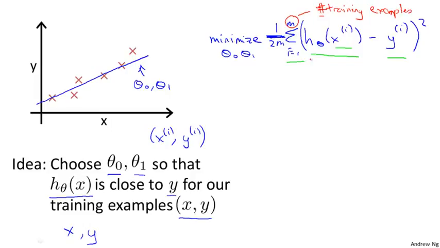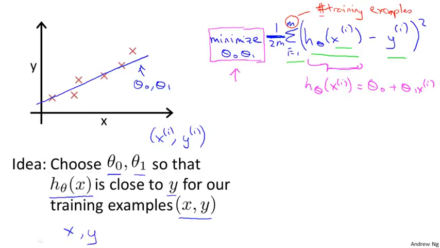And just to make sure this equation is clear, this expression in here, h subscript theta of x, this is our usual hypothesis, that's equal to theta 0 plus theta 1 x i. And this notation, minimize over theta 0 and theta 1, means find me the values of theta 0 and theta 1 that cause this expression to be minimized. And this expression depends on theta 0 and theta 1.